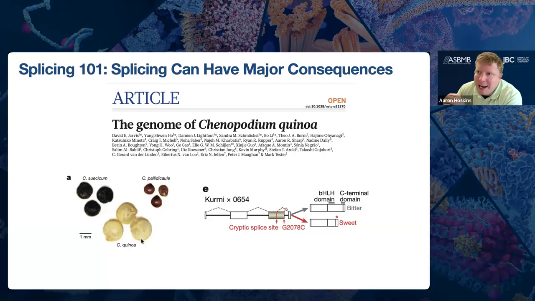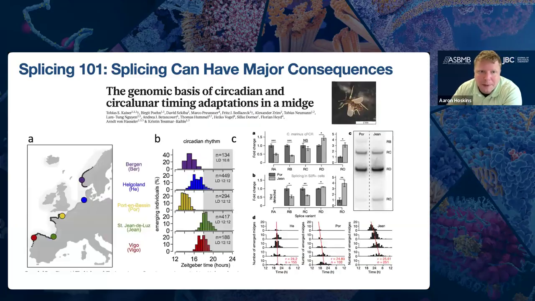Now, the domestication of this crop, converting quinoa from a bitter variety to a sweet variety, was actually due to a change in alternative splicing of a transcription factor. A cryptic splice site became activated in a transcription factor that controlled saponin production, and this lowered production of those bitter compounds and gave rise to domestic quinoa crops.